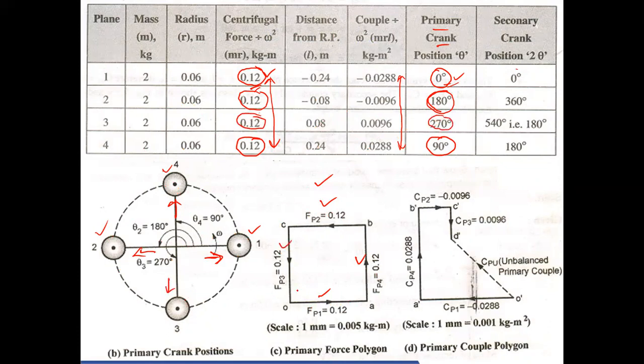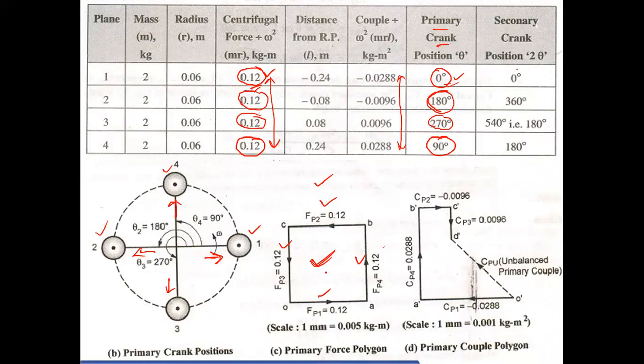So if you draw this, you will get the force polygon closed. What is the meaning? There is no unbalanced force. So as far as the primary force is concerned, all are balanced completely. There are four forces created by four cylinders, but all are balanced properly. So there is no unbalanced primary force.